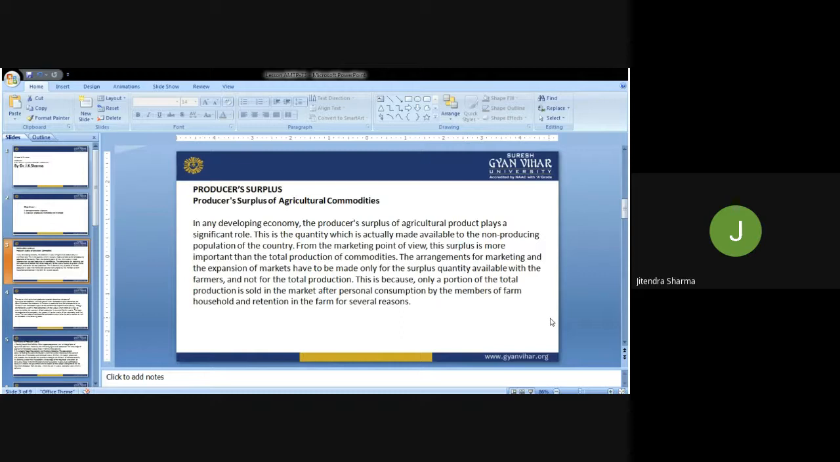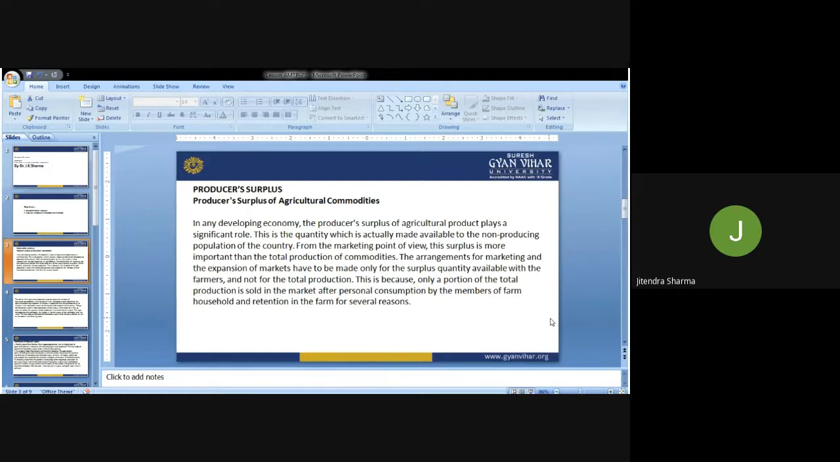This is because only a portion of the total production is sold in the market after personal consumption by the members of the farm household, and the retention on the farm for several reasons. So we know why they are keeping it: sometimes for seed purposes, sometimes for adverse conditions. These are very important things. So that is producer surplus in the agricultural commodity that we have discussed.